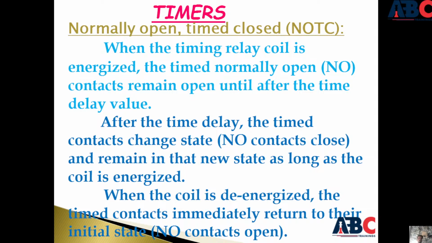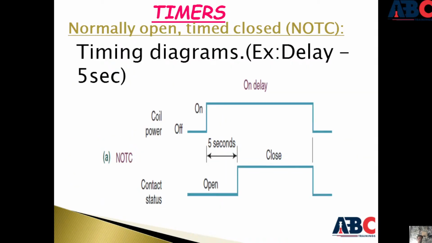Normally open timed closed contact: when the timing relay coil is energized, the time normally open contacts remain open until after the time delay value. After the time delay, the time contact changes state and remains in the on state as long as the coil is energized. When the coil is de-energized, the time contact immediately returns to its initial state. Normally open timed closed contact.